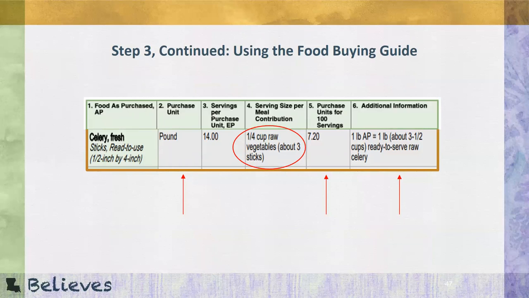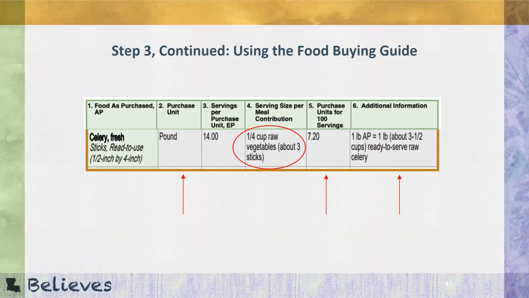The sponsor determined that the fresh celery already chopped into sticks is the best purchase option based on the latest bid for produce. To complete the carrot and celery sticks purchasing and documentation on a production record, the supervisor finds that the appropriate description listed on the slide is celery, fresh, sticks, ready to use, 1/2 inch by 4 inch. The purchase units for 100 servings of this product is 7.2 pounds. For every 100 children, the supervisor will purchase 7.2 pounds of celery to serve 1/4 cup celery with every 1/4 cup carrots in the carrot and celery sticks menu item.